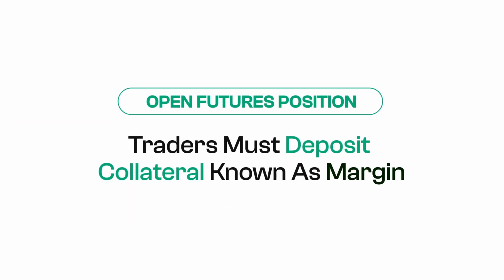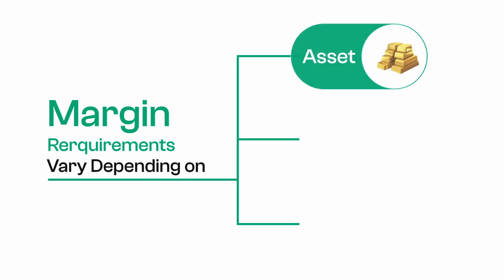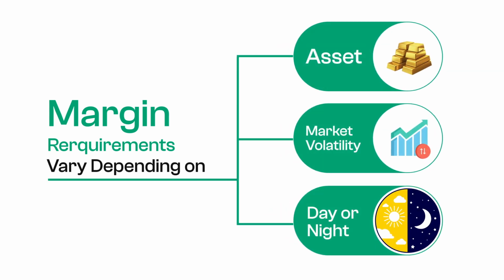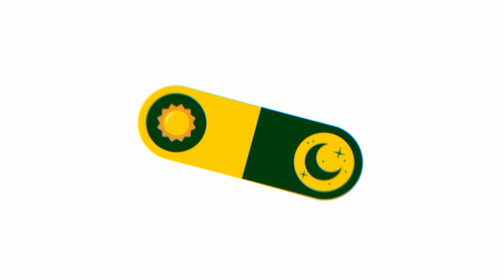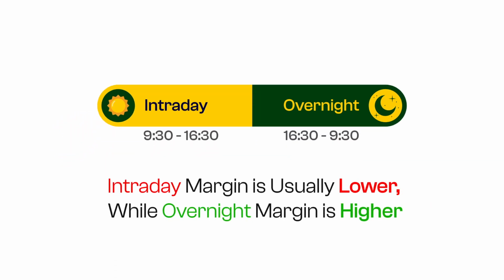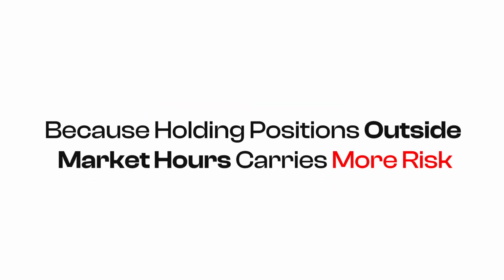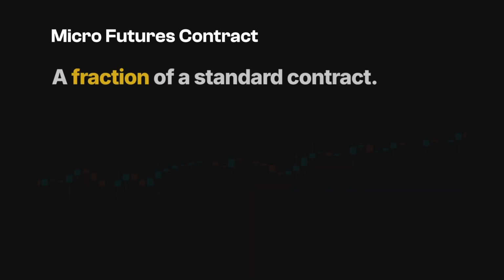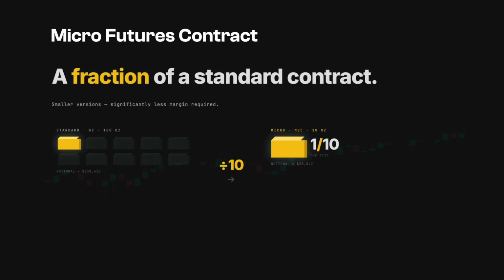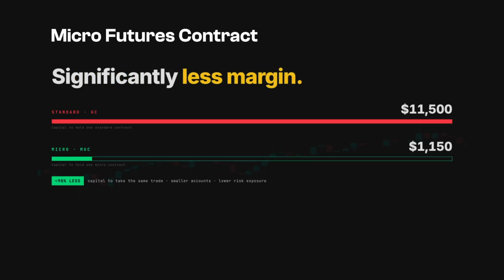To open a futures position, traders must deposit collateral known as margin. Margin requirements vary depending on the asset, market volatility, and whether the trade is held during the day or overnight. Intraday margin is usually lower, while overnight margin is higher because holding positions outside market hours carries more risk. There are also micro futures contracts, which are smaller versions of standard futures contracts. These require significantly less margin and allow traders to participate with smaller account sizes and lower risk exposure.